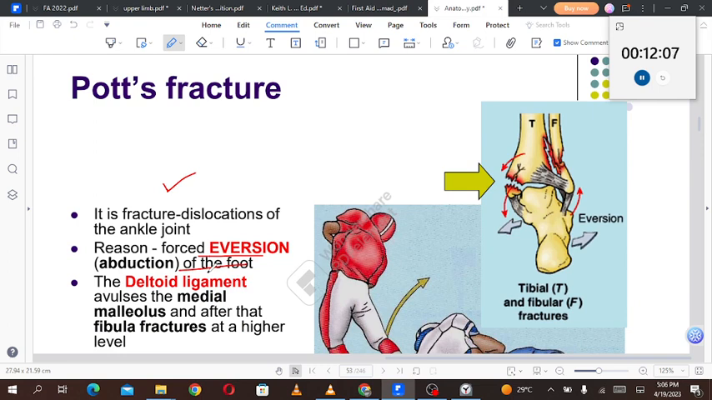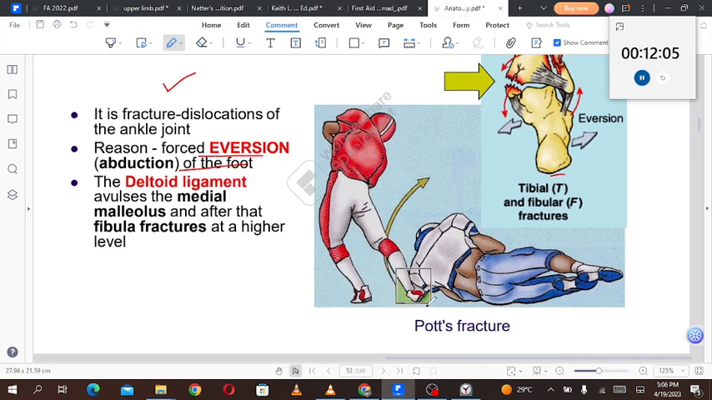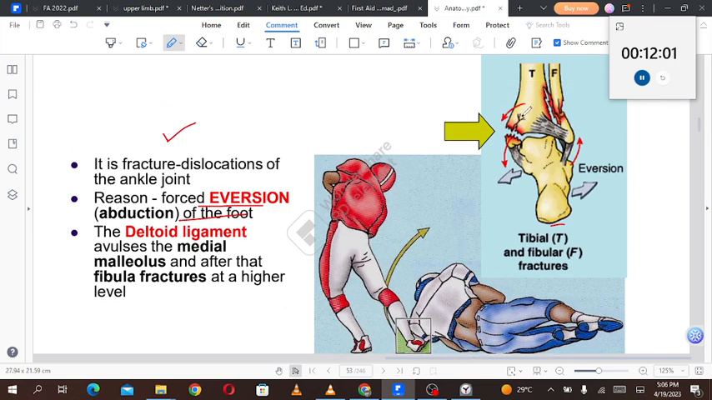Now, in case we have excessive eversion of the foot, like you can see in this picture, there will be multiple fractures. The deltoid ligament avulses the medial malleolus, and after that, fibular fractures are at a higher level. So there will be an avulsion of the medial malleolus because of the deltoid ligament.